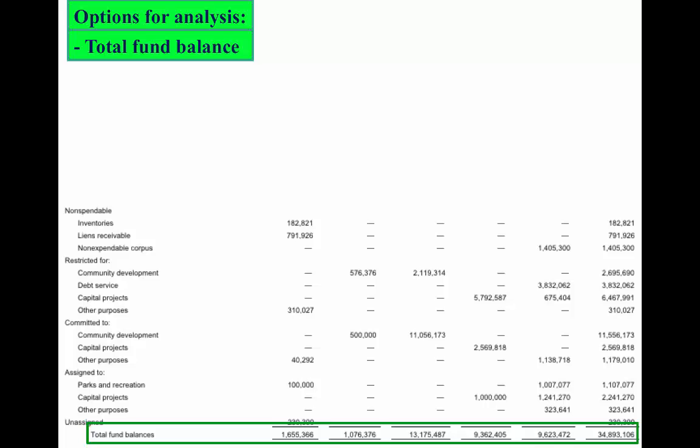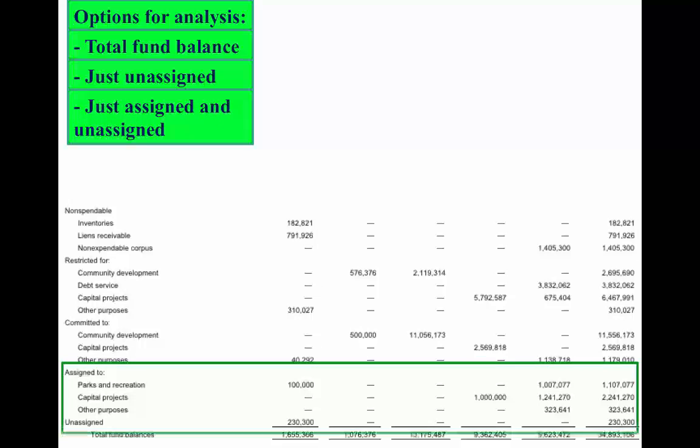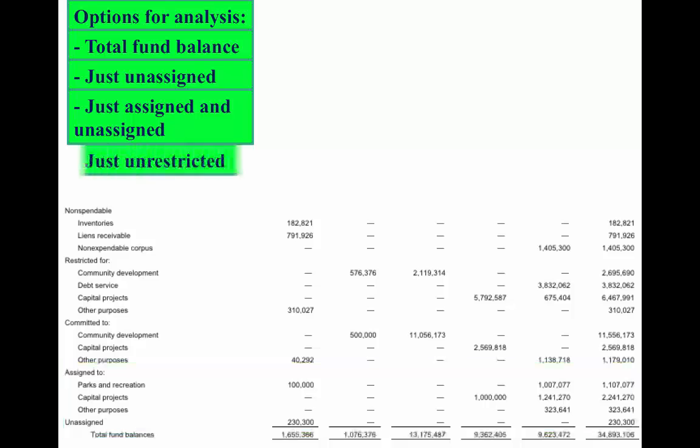You don't have to just look at total fund balance. You could look at just unassigned fund balance. So these are the only resources that are completely unspoken for in the governmental funds. Or you might look at assigned and unassigned, because you know that assignments of fund balance can be undone without taking any further action. So those resources might be available for purposes other than the funds in which they appear.